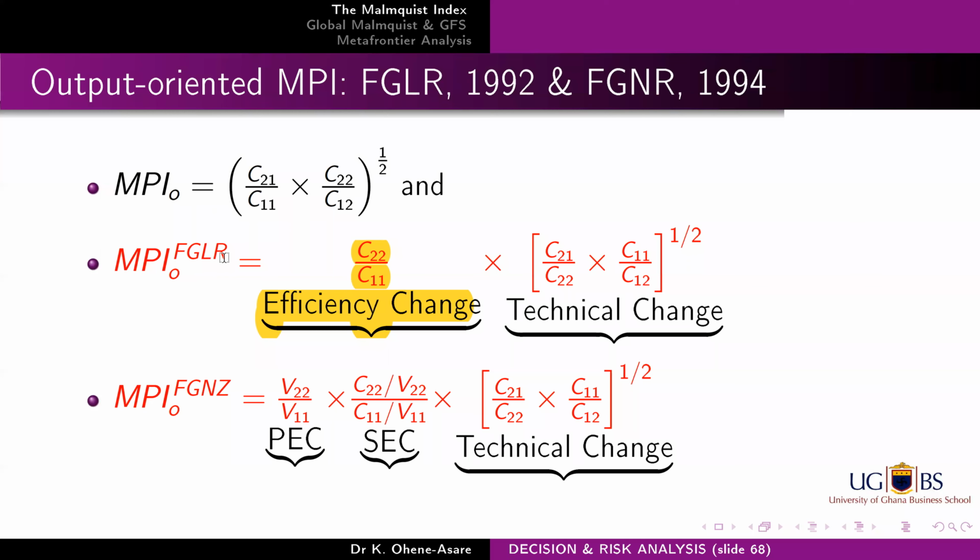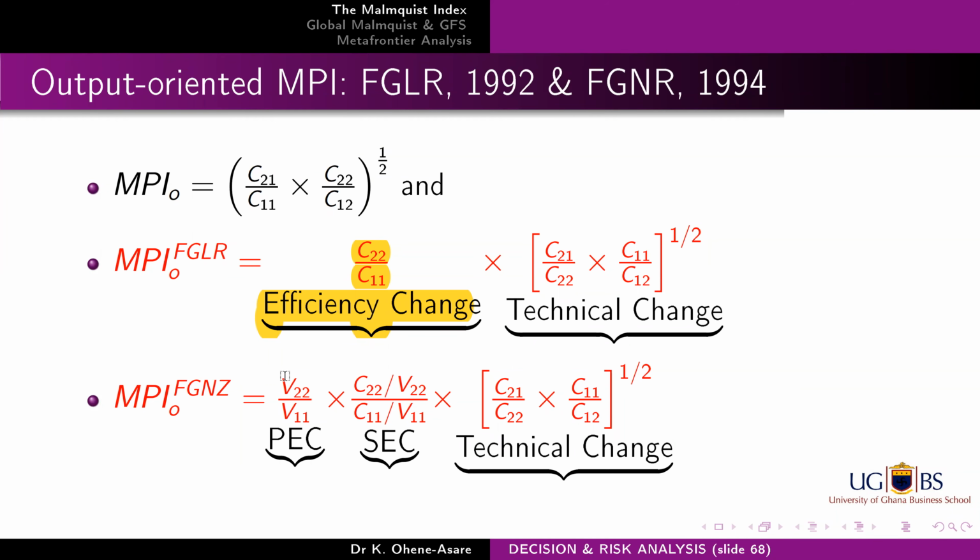The Färe-Grosskopf-Lindgren and Roos formula is a 2-factor decomposition. Then the Färe, Grosskopf, Norris, and Zhang is a 3-factor decomposition. But guys, listen, because I want to end with this theory. This 3-factor decomposition was criticized by Ray and Desli. They criticized it. Do you know why they criticized it?